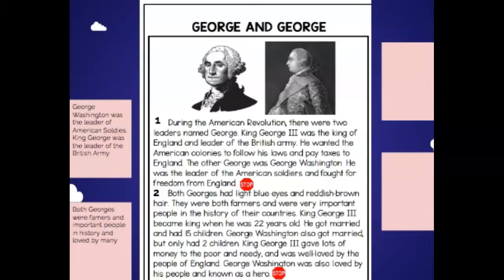We can gist on the side. Both Georges were farmers and important people in history. Both were loved by many. So paragraph 2 showed us how both Georges were alike by saying that they have similar hair, similar eyes. They both were married. They were both loved by people. They both helped the poor and the needy. So now we can go back to our text structure page and see if there were any key words.